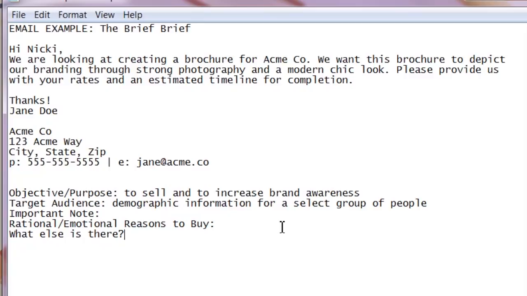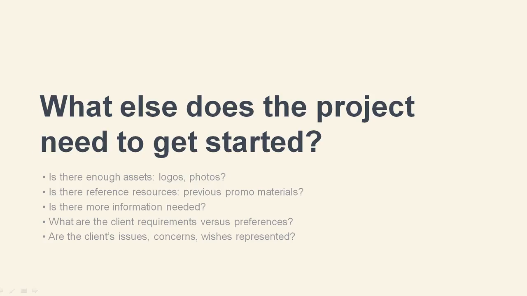The last thing that you want to do is a client services checklist, and you want to make sure that you have enough assets, including logos and photos, to create your designs. You want to make sure that you have enough reference resources. Have you had a look at previous promotional materials so that you can keep in line with the style and the branding that they've already enforced in the company?